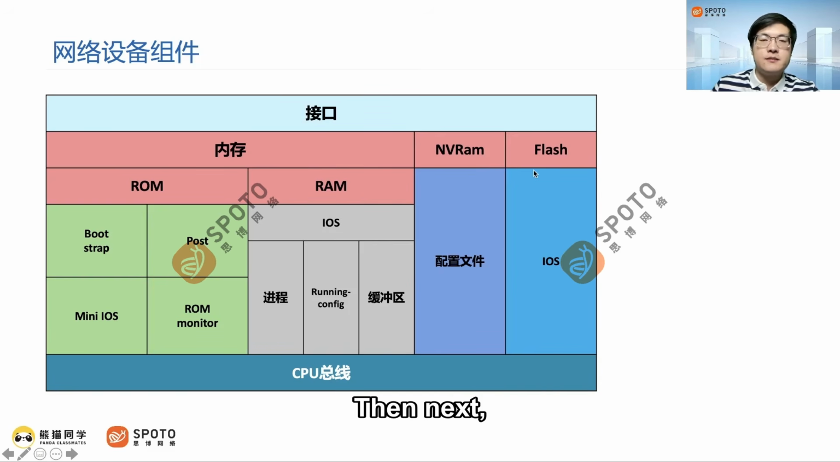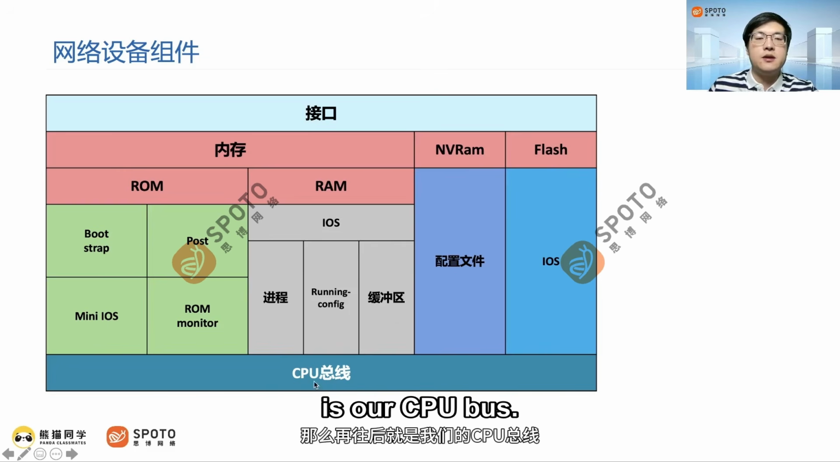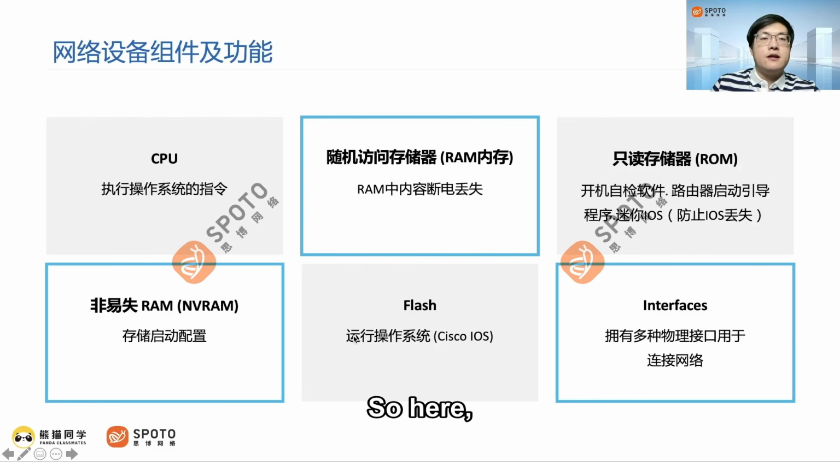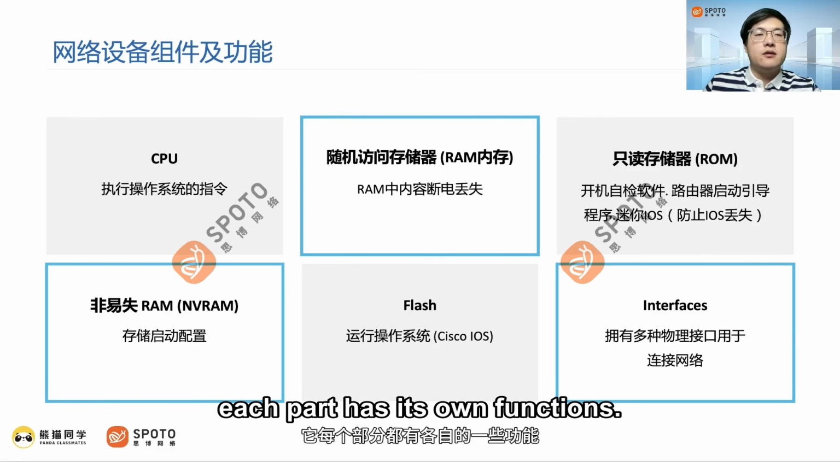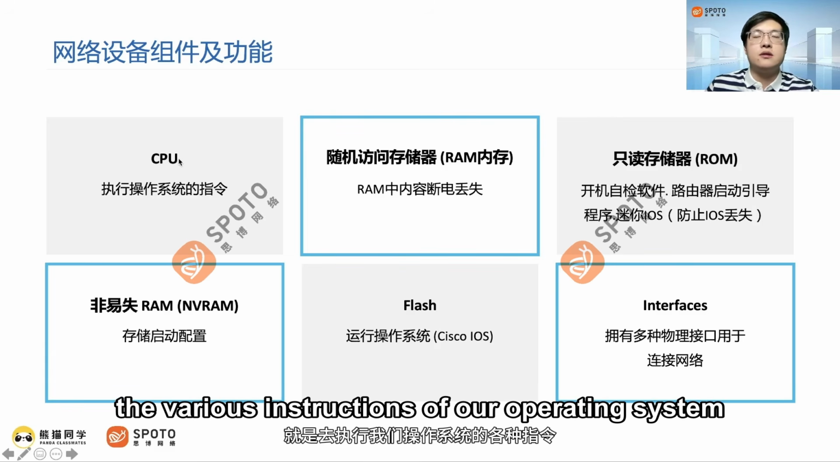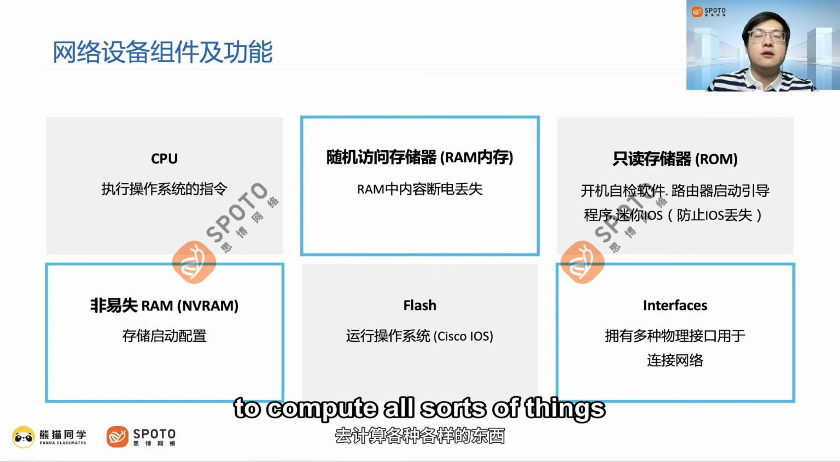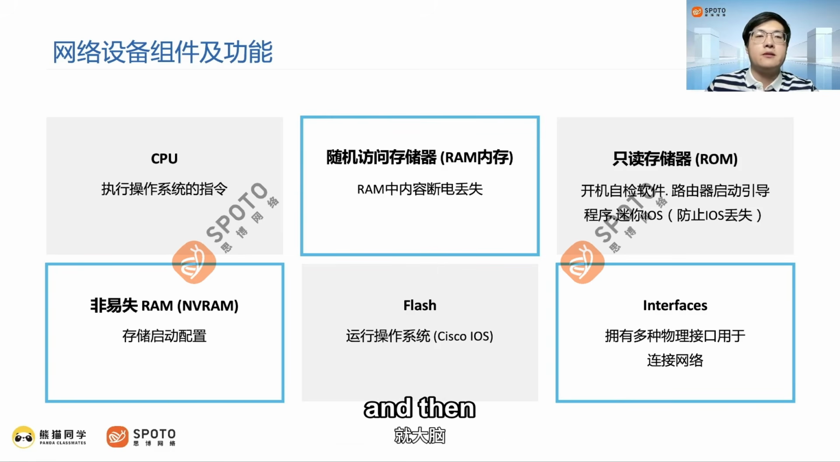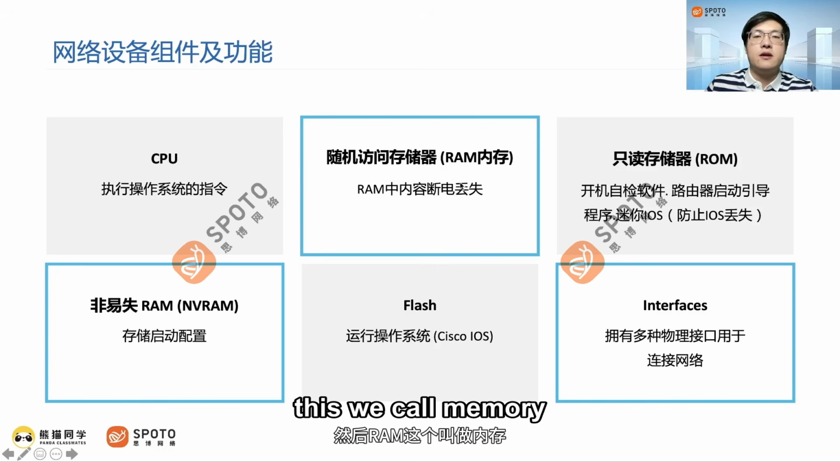Then next is our CPU and bus. That is our CPU. It processes all kinds of data. Okay. So here, each part has its own functions. Like the CPU, its main role is to execute the various instructions and compute all sorts of things. And then, our memory, what is it? Our brain.